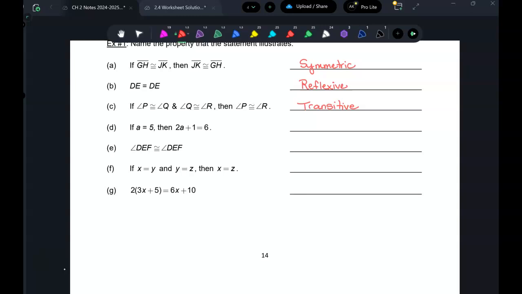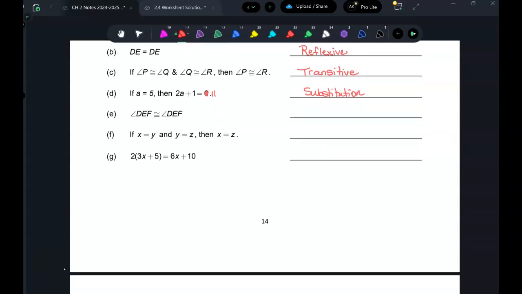All right, what do we have for the next one? Substitution. Measure? That would be 10. That'd be 11. It should be 11. There we go. Substitution. Wait, that's substitution? Yeah, because we're replacing the value. Oh, okay.